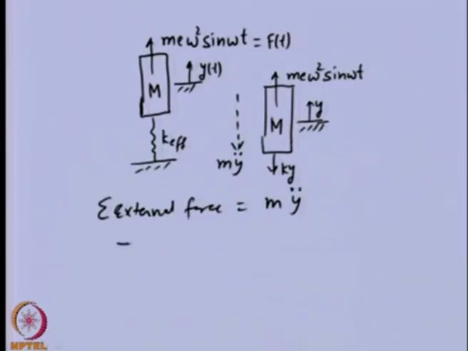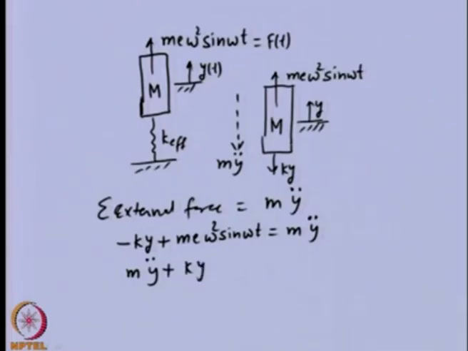External forces are the elastic force, which is opposite to the motion, so it will be minus, plus the unbalanced force, which is in the upward direction, so it will be positive, is equal to the inertia force. This can be written in a very standard form like this. This is the equation of motion. Generally, we write the equation of motion in short form like this.